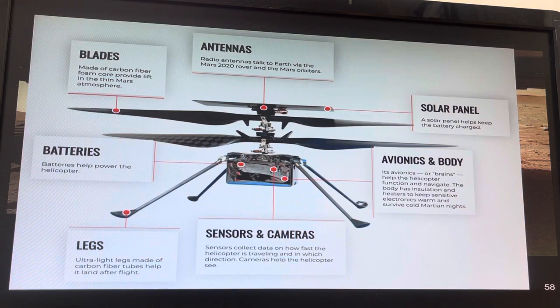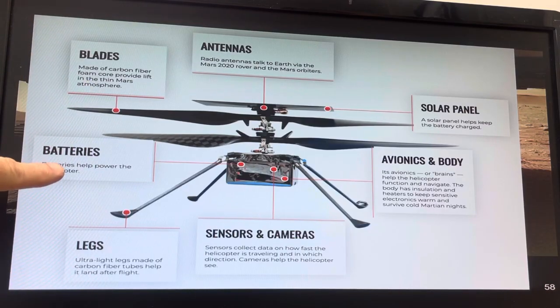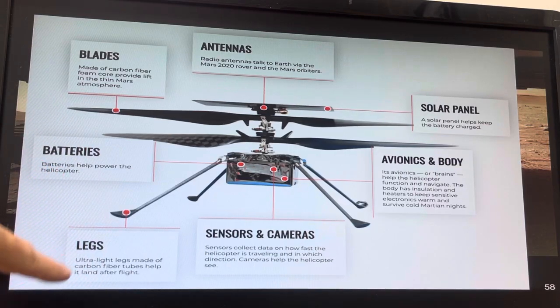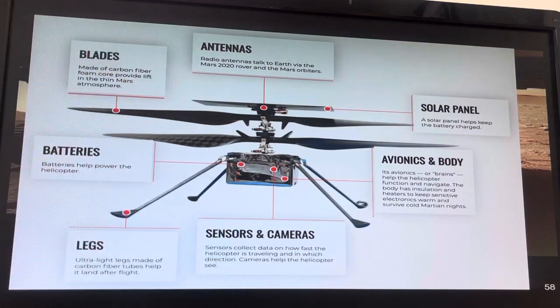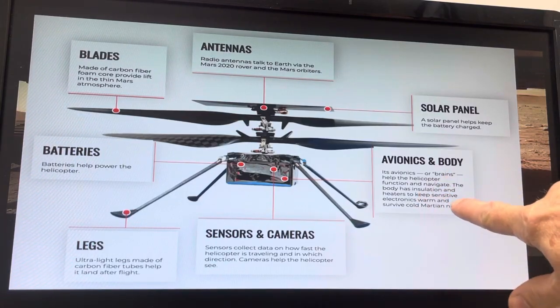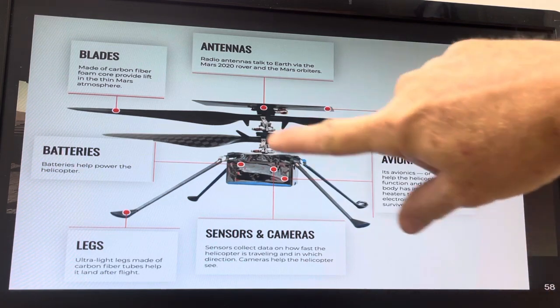There's some question about the technology of the Ingenuity. So you've got the blades made of carbon fiber, and they're made of carbon fiber with a foam core, so it can fly in the thin atmosphere. It has batteries, it doesn't have an engine with fuel, it's got batteries. Legs are also made of carbon fiber, and it has cameras and sensors, and a computer, okay? Insulation to keep it warm in cold Martian nights, and it has a solar panel to keep the battery charged.